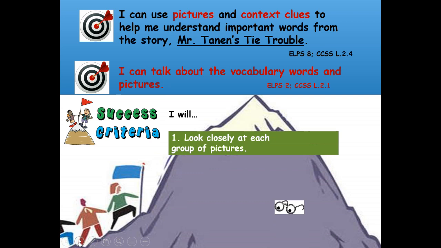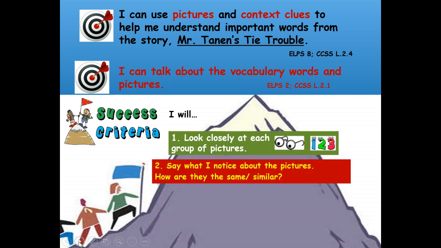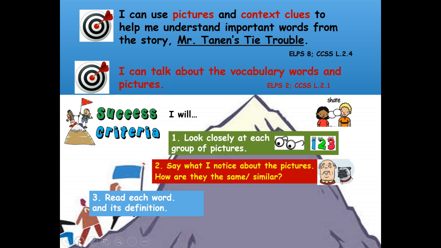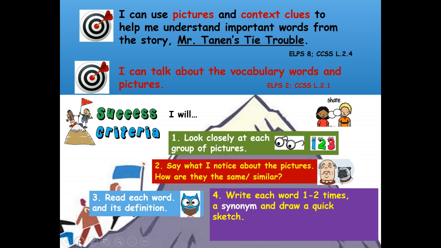I will, number 1, look closely at each group of pictures. Number 2, say what I notice about the pictures. How are they the same or similar? Number 3, read each word and its definition. Number 4, write each word 1 to 2 times, a synonym, and draw a quick sketch.